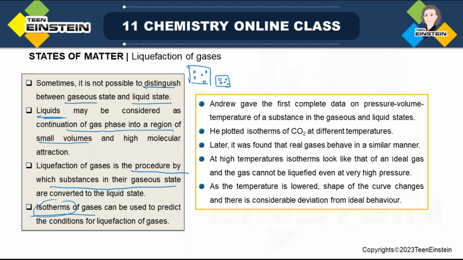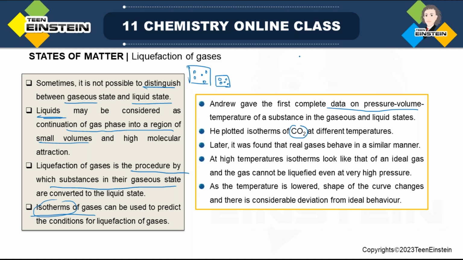Andrews was the first who gave us complete data on pressure, volume and temperature of a substance for both the gaseous state and the liquid state. Because only if you know the information for both states will you be able to understand the conditions where you can change the state of matter from gaseous to liquid, and that is the liquefaction process. So what gas did he choose? He chose carbon dioxide. He plotted isotherms for this gas at different temperatures. Remember, CO2 will obviously not behave ideally. It is a real gas. So that is the nature you will see.